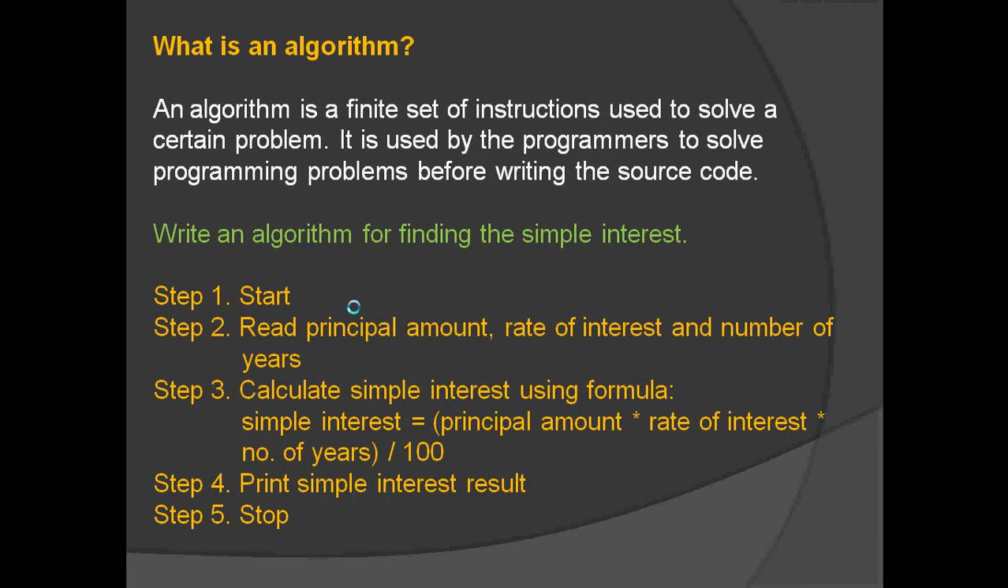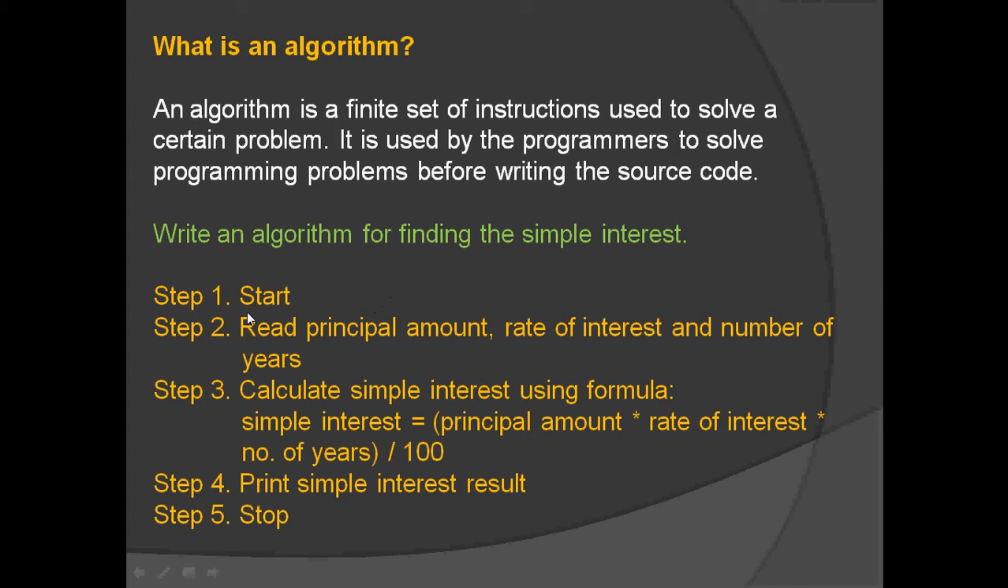So a slight recap of what is an algorithm. An algorithm is a finite set of instructions used to solve a certain problem. It is used by programmers to solve programming problems before writing the source code. So here I have written an algorithm to find the simple interest. In the previous video also I have explained two algorithms.